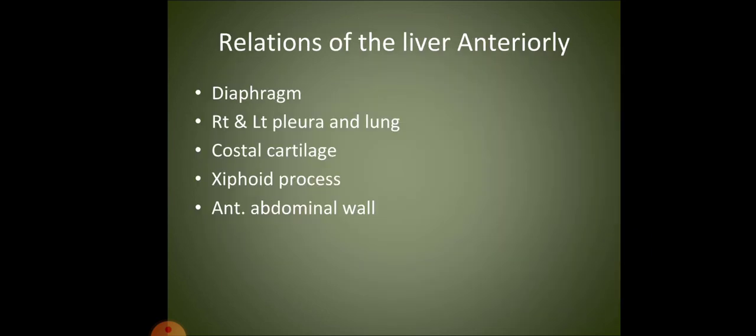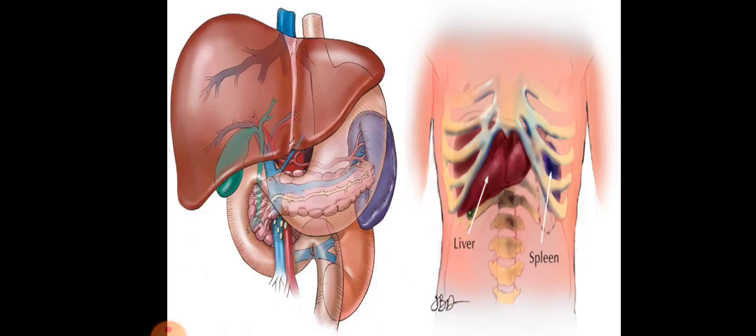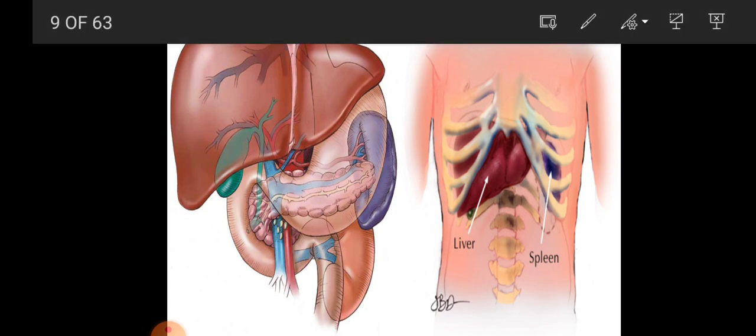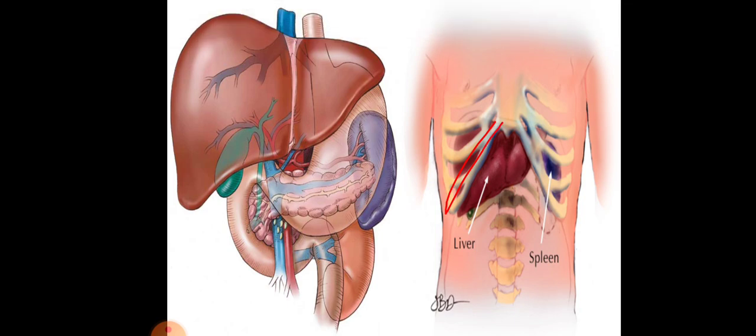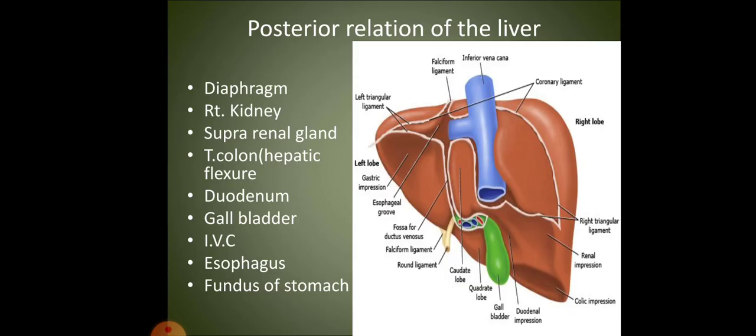Now on the anterior aspect of the liver we have the diaphragm, right and left pleura and the lung, costal cartilage, xiphoid process, and the anterior abdominal wall. This is the anterior aspect of the liver, which is covered by the costal cartilages as we can see in the diagram. And then the costal pleura and the mediastinal pleura are there, which are covering the liver. Diaphragm, anterior abdominal wall, all these structures are lying on the anterior aspect of the liver.